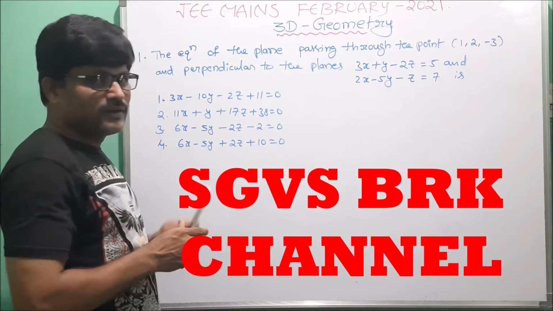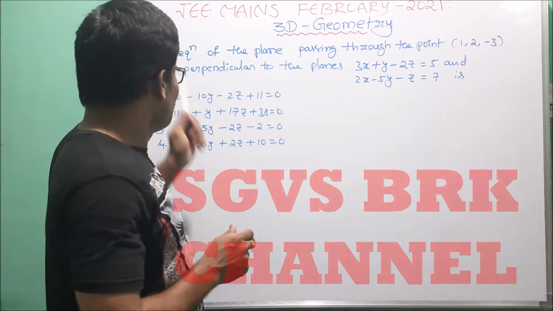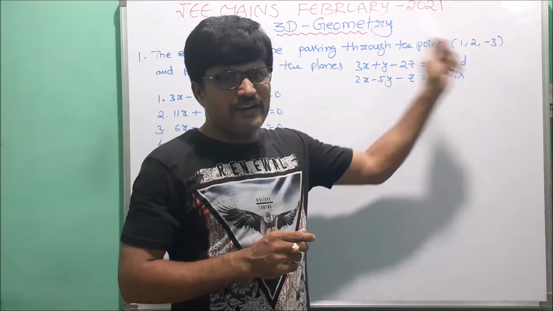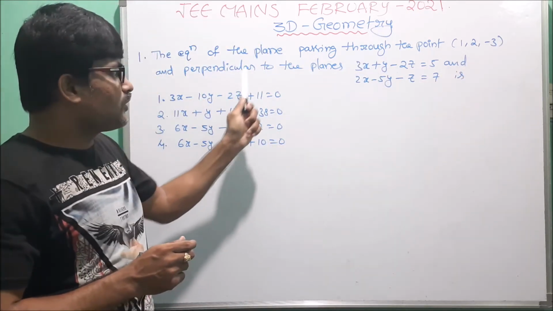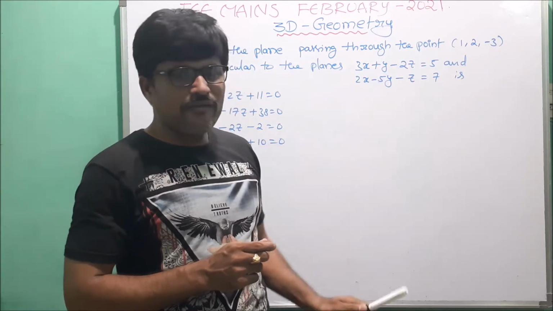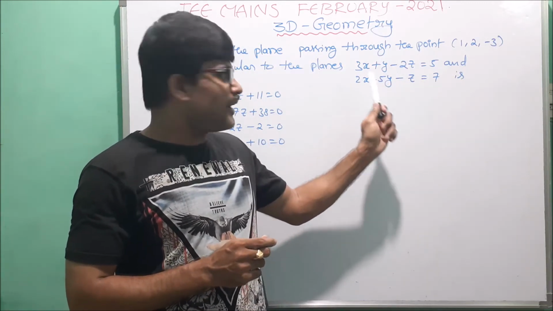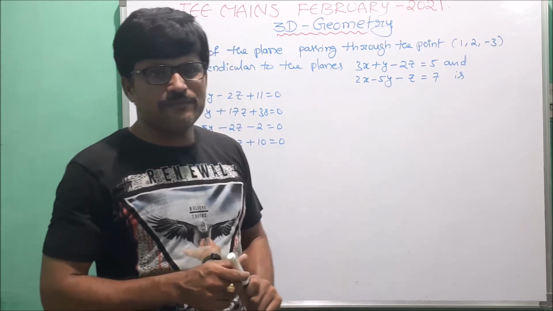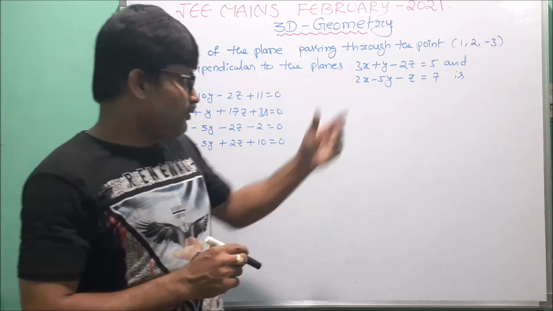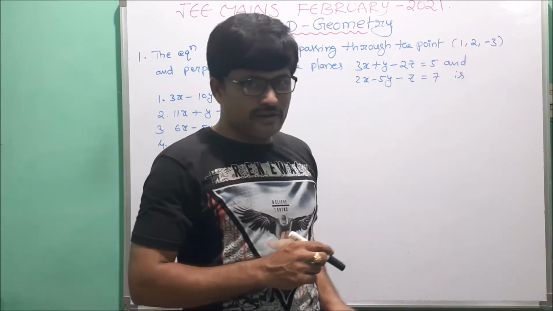So here is the first problem. The equation of the plane passing through the point (1, 2, -3) and perpendicular to the planes 3x + y - 2z = 5 and the second plane 2x - 5y - z = 7. This is a direct question. Here one point is given and two planes are given.